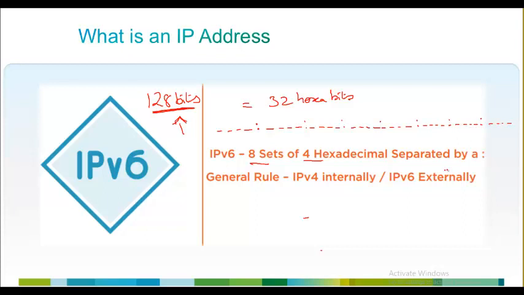That's it. This is how IPv6, 8 sets of 4 hexadecimal digits, will look like. You are not writing 128 bits here. You just got 32 bits. You count and see 4 bits in each hexadecimal digit, 4 hexadecimal digits. 4 multiplied by 8 is 32. 32 multiplied by 4 is 128.